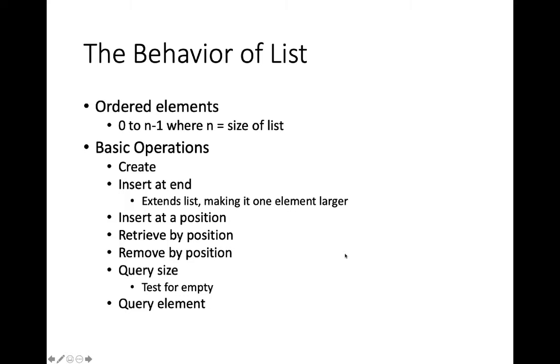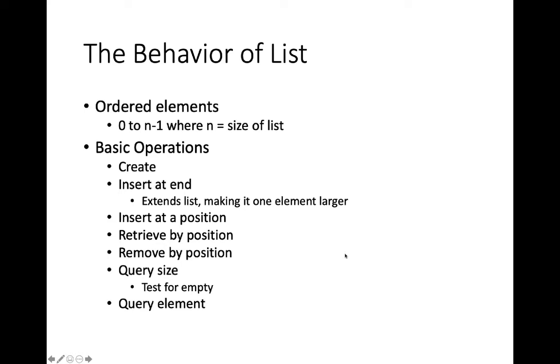The basic operations of this data type are, first of all, we need to be able to create new lists that are empty. We generally want to be able to insert at the end of a list, extending it, making it one larger. We will also want to be able to insert a new element at a particular position, moving everything past that position down. Those are two versions of insertion, and one is basically a special case of the other.